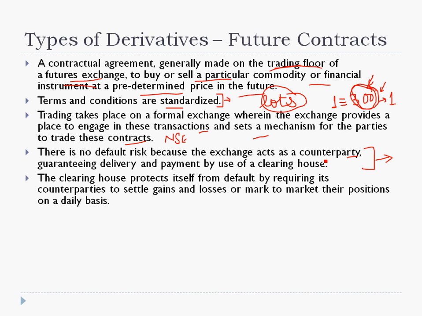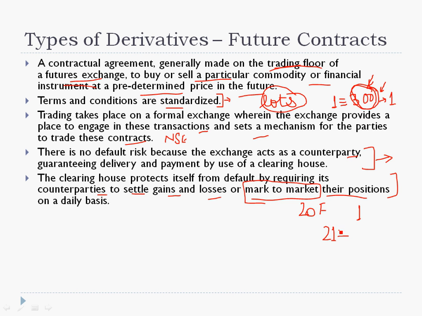The clearinghouse protects itself from default by requiring its counterparties, both the buyers and sellers, to settle gain and loss, or mark to market their positions on a daily basis. So this is also important. For example, in our example of tomatoes, we enter a contract for, let's say, 1 month, and we say that rupees 20 is the future price at which we are going to settle, right? Now today let us say the price is rupees 21, right?